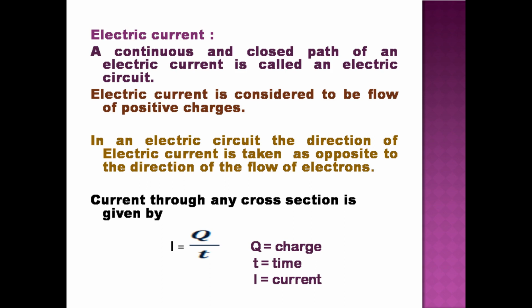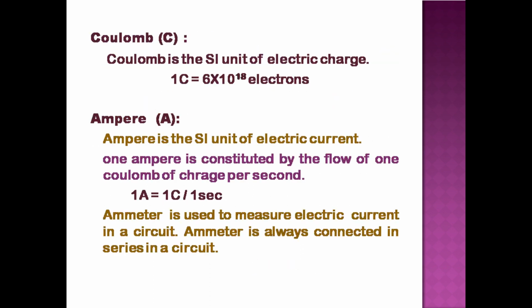In an electric circuit, the direction of electric current is taken as opposite to the direction of the flow of electrons. Current through any cross section is given by I = Q/T, where Q is the charge, T is the time, and I is the current. Coulomb is the SI unit of electric charge. 1 coulomb is equal to 6 × 10^18 electrons.